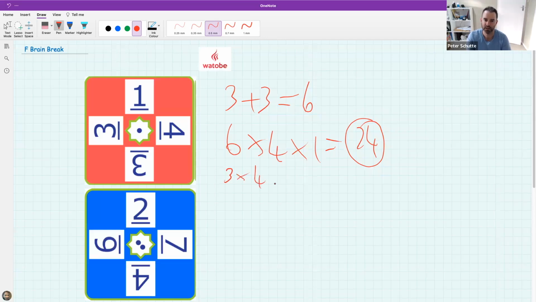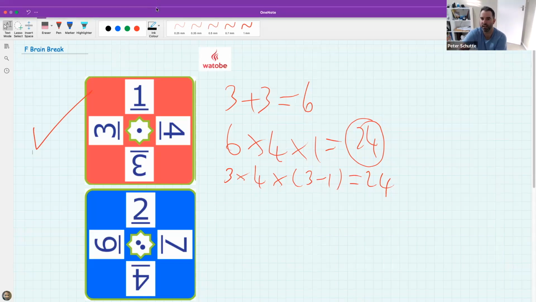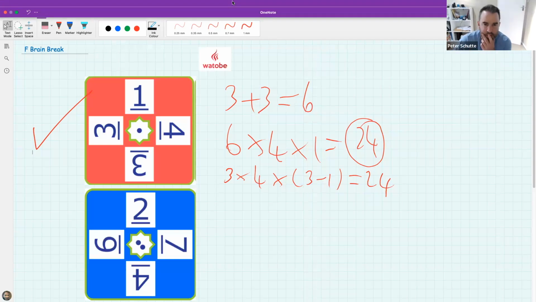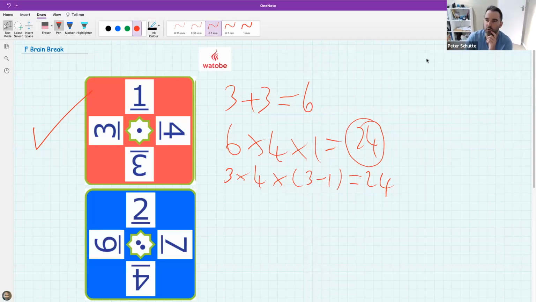3 times 4 is 12. Times 3 minus 1 is 24. And I see there's been plenty of ways. So we have smashed A. Now it's time to see, can you do the blue one? Can you do the blue one? Don't worry, Anda. Unfortunately, that happens with load shedding and such things. How do we do the blue one?